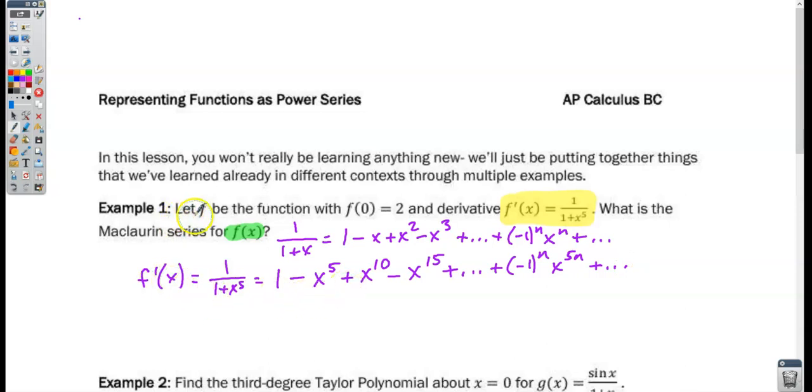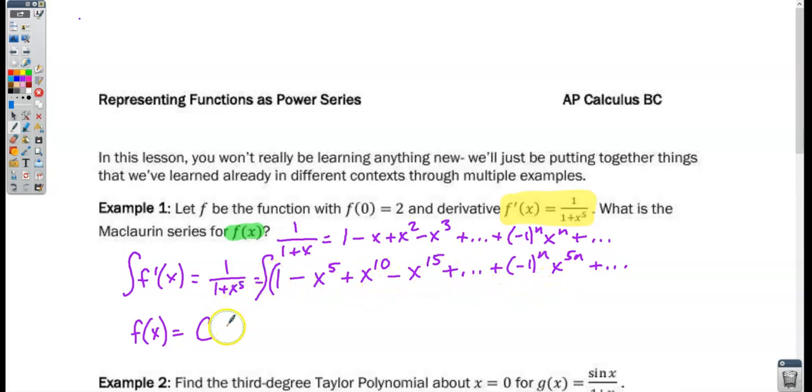Now, if I want a series for f, what do I do with f prime? I'm going to integrate it. And so I integrate f prime, that's going to give me f of x, and that's going to be equal to the integral of this whole series. Now, normally when we integrate something, we put the constant of integration at the end. But since this is an infinite series, I'm going to lead with the constant of integration because the terms in this series never end. So I'm going to put a constant out front. And then I'm going to just integrate this term by term.